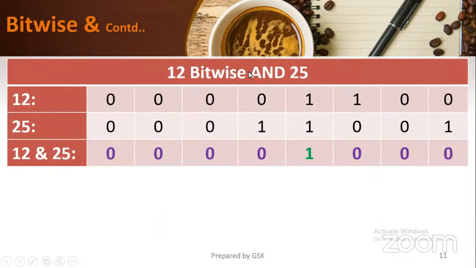Suppose you take the bitwise AND operator, and you are giving the input 12 and 25. You may write in your code 12 bitwise AND 25. What happens internally? First, 12, a decimal value, nothing but an integer value, will be converted into the equivalent binary value. This will be done internally. You don't need to do anything for this. And later 25, the integer value, also will be converted into its equivalent binary value internally.